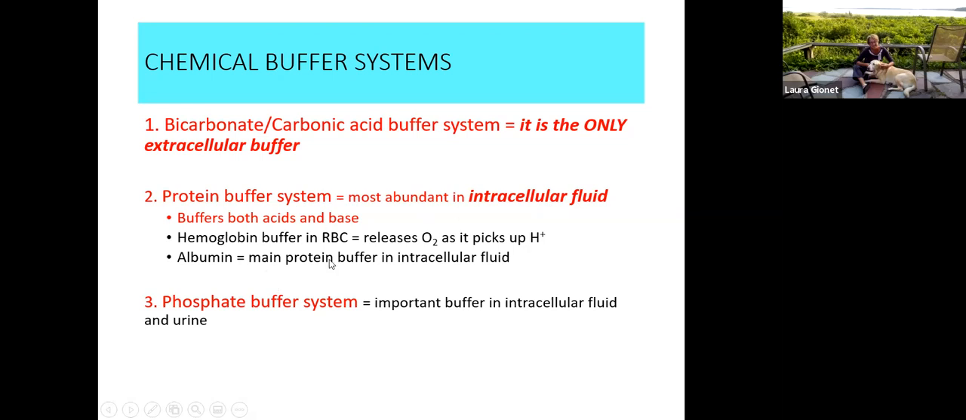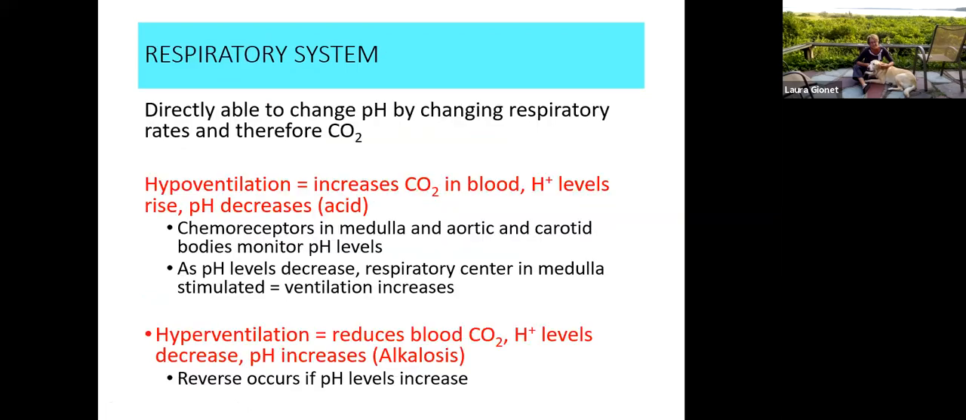All right, I'll give you that. You can look at albumin, but the albumin and the proteins are within a cell instead of outside the cell. But primarily what we're going to be looking at is the bicarbonate carbonic acid buffer system, looking at the carbonic acid cycle. But there are protein and phosphate buffer systems that are found intracellularly.